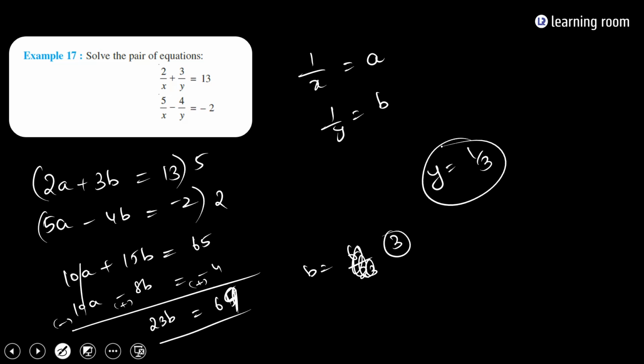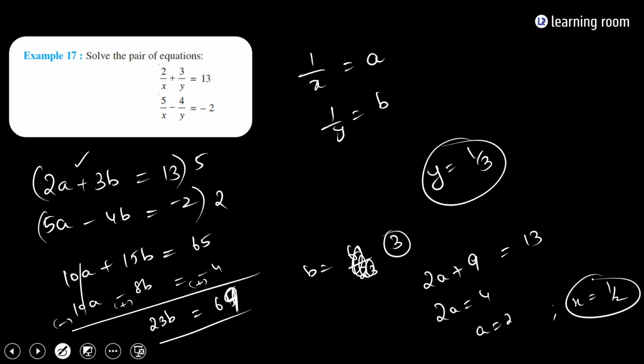So once you get the value of B, find the value of A. How will you do that? Substitute in 2A plus 9B is equal to 13. 2A plus 9 is equal to 13. So 2A is equal to 4, A will be 2. So A is 2 means X is 1 by 2. Okay, see, this is okay.